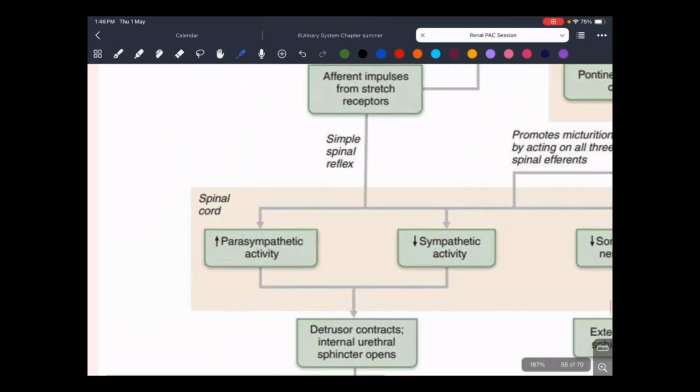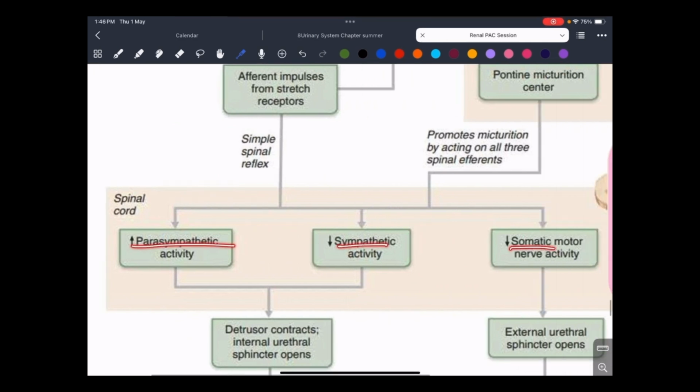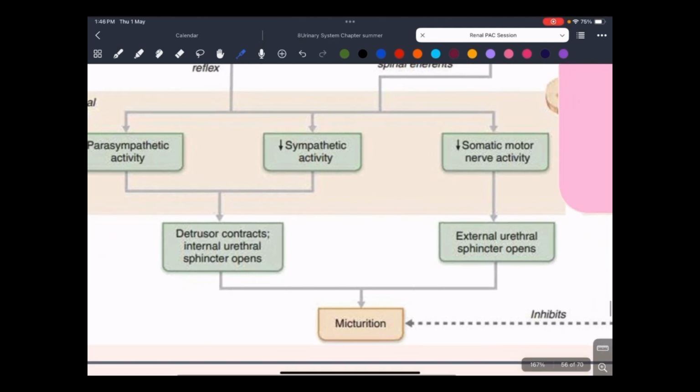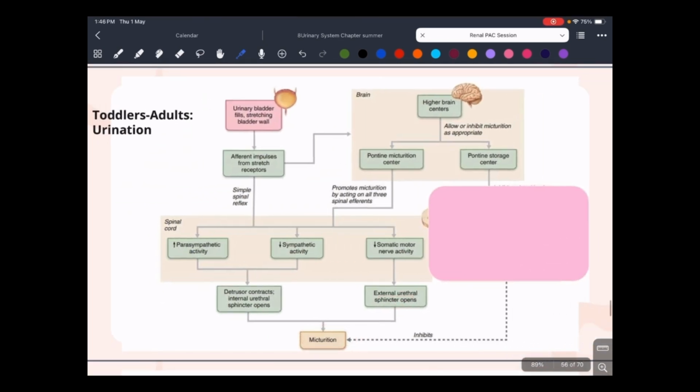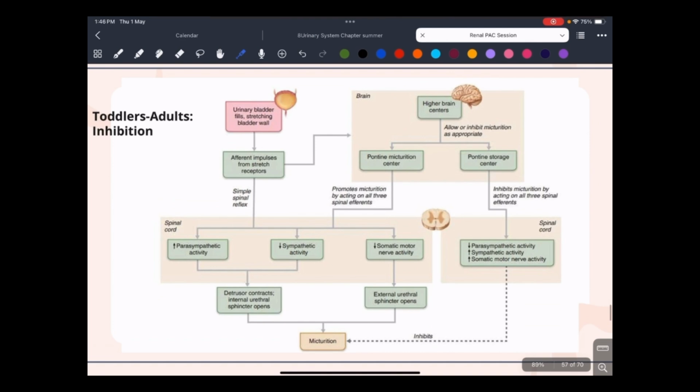Again, what are the three spinal efferents? Parasympathetic activity, sympathetic activity, and somatic motor activity. The parasympathetic and sympathetic are responsible for 2 out of the 3 criteria, which is the detrusor muscle and the internal urethral sphincter. The parasympathetic must win for the detrusor to contract and the internal sphincter to relax. And the somatic motor nerve must chill a bit for the external urethral sphincter to open, and thus micturition occurs. Simple enough? Now we move on to our last case, which is inhibition.